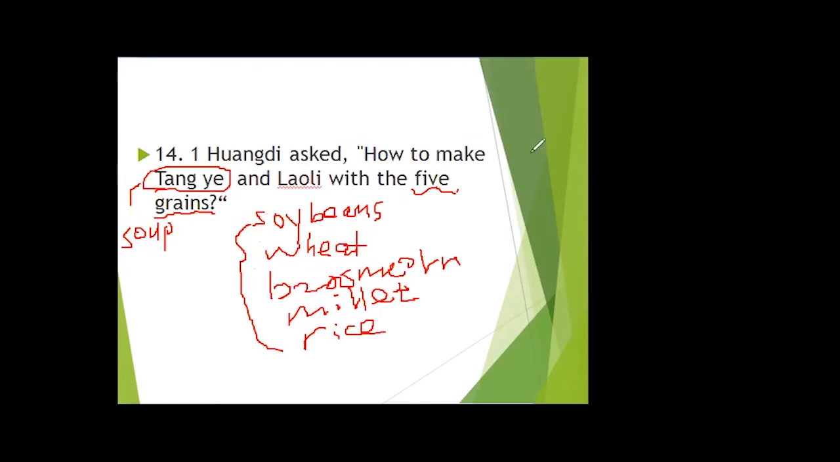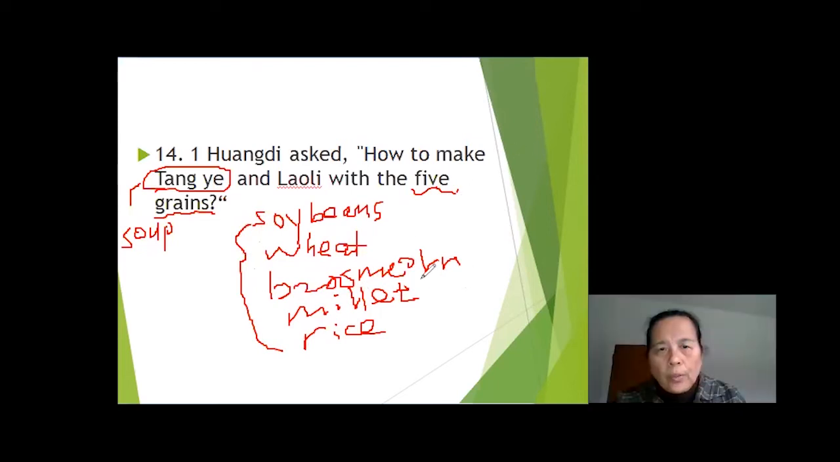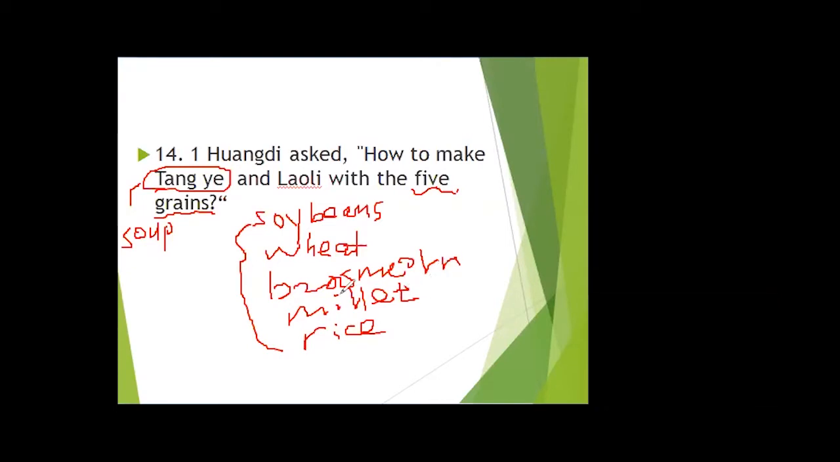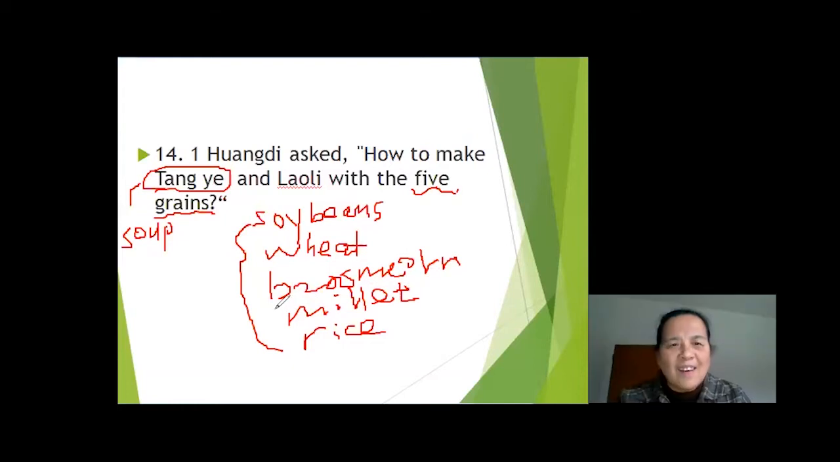So the third one is brown corn. Yeah, brown corn. So that's 5 different kinds of grain, cooked into the soup. And then let's see how to use it.